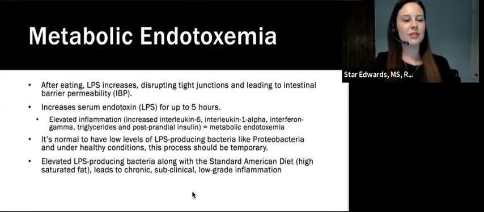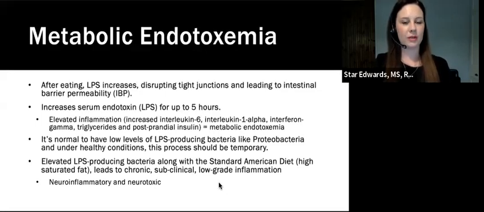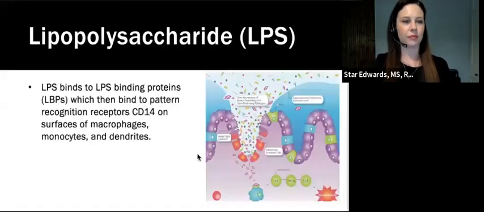However, most Americans, or a lot of Americans, this is a chronic condition because of diet, all those other dysbiosis risk factors that lead to inflammation, and a lot of times an overproduction of these gram-negative LPS-producing bacteria. So this leads to chronic subclinical low-grade inflammation. And this is neuroinflammatory and neurotoxic.